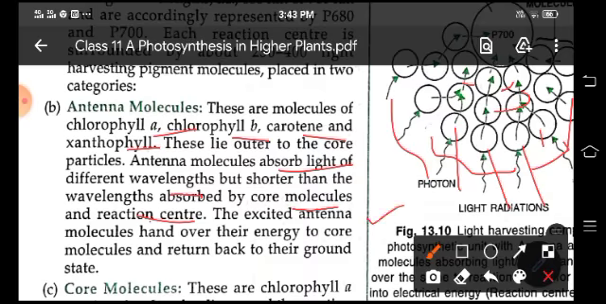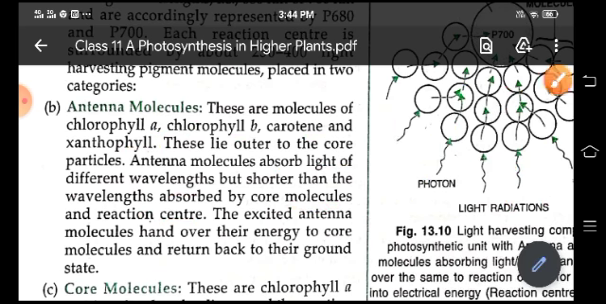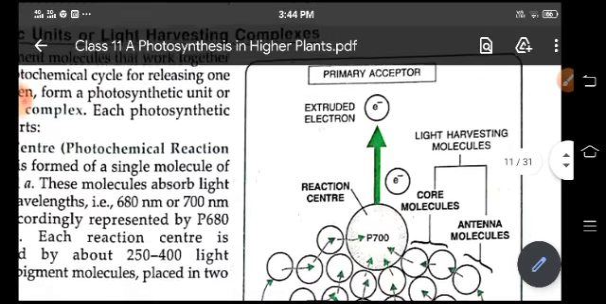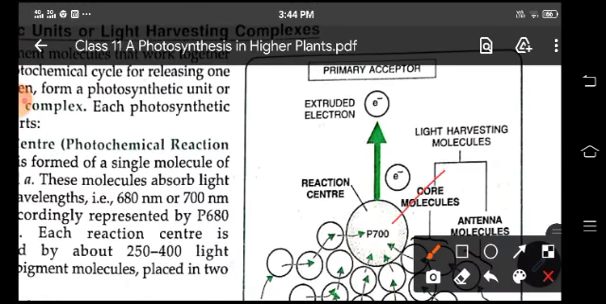Now these excited antenna molecules transfer their energy to the core molecules and again return back to their ground state. So see, this is the reaction center, children. Now these are the core molecules and they are present outside antenna molecules. So they receive the red light or they absorb the light of different wavelength and they pass it to the core molecules. Okay, from these core molecules it passes into the reaction center. So these are also known as light harvesting molecules.